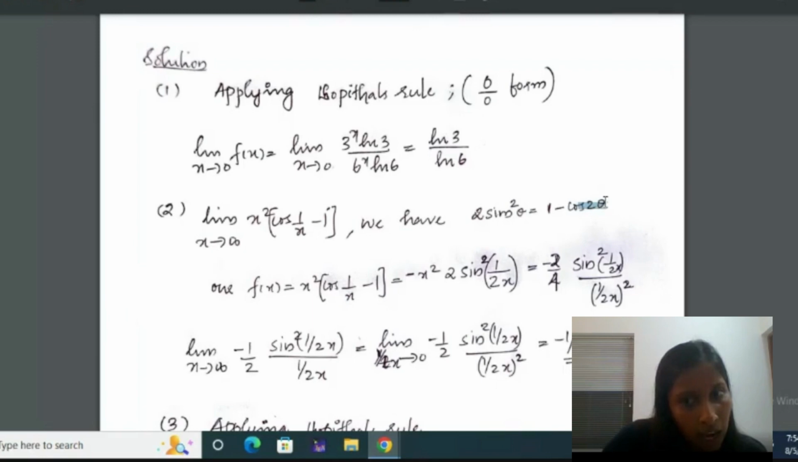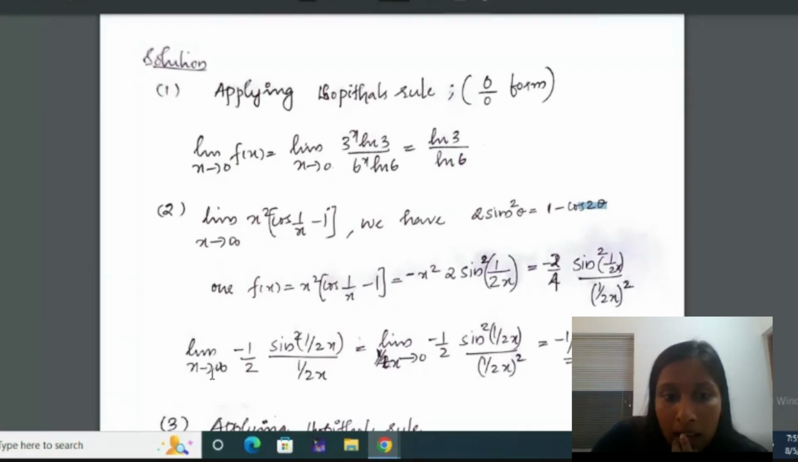So it will be the half of the value inside cos. Here 1 by x was the value at cos, so it will be substituted as x square into minus 2 sine square 1 by 2x. Okay. So we can just substitute this value. Then I'm bringing this x square as 1 by x square to the denominator so that I can find the limit in an easier way. Okay. Minus 2.